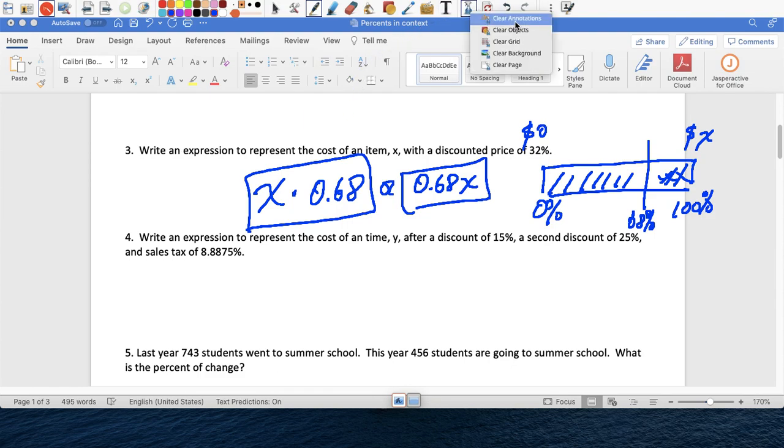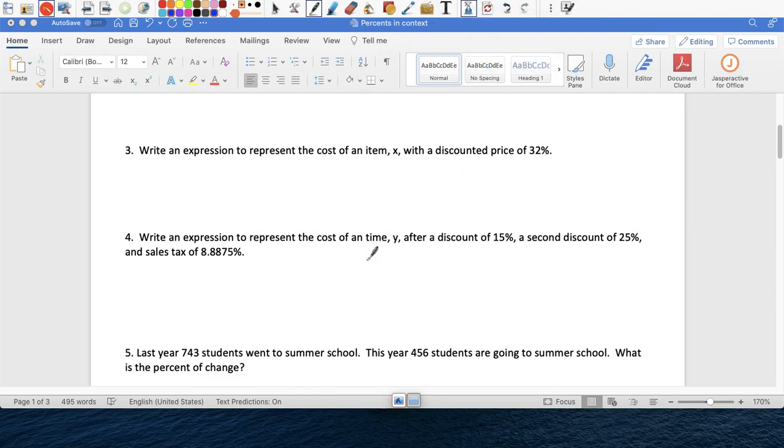Write an expression again to represent the cost of something. So it doesn't matter what it is. Write an expression that represents the cost of Y after a discount of 15%, a second discount of 25%, and then a sales tax of 8.875%. So let's say you bought something and you got two discounts, one after the other, and then you had to pay tax. What would be your final price? So the price of my item is Y. I'm going to multiply first by what happens after I get a 15% discount. After I get a 15% discount, I'm responsible for 85%.